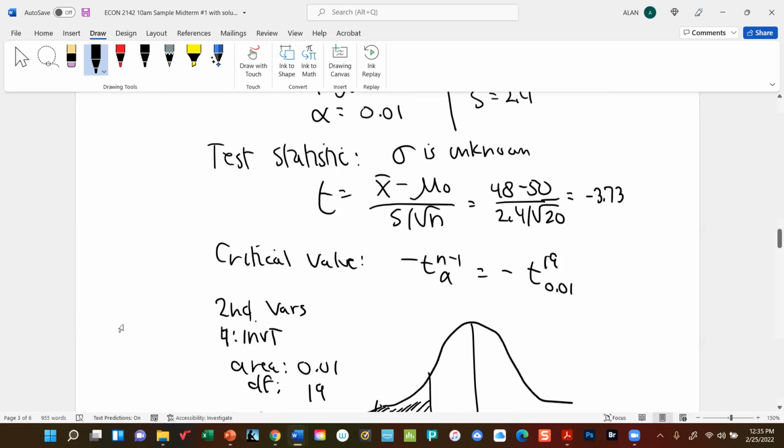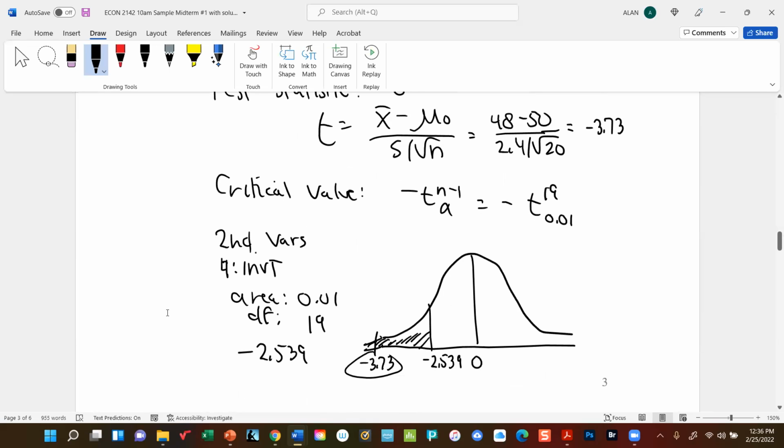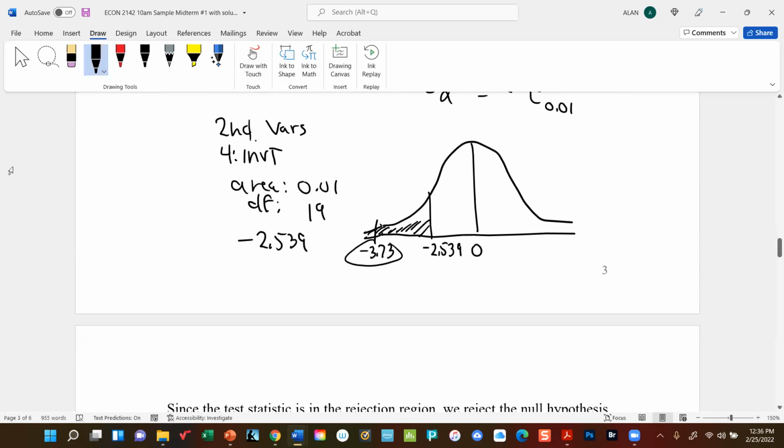So let's find this in our calculators. Use second VARS, invT. The area you use now is 0.01, and 19 degrees of freedom, and you should get approximately negative 2.539. And you can see, oh, look what happened. That means that the test statistic did in fact land in the rejection region. Therefore, of course, we reject the null. It's that simple. Okay, so you've got the picture right there.